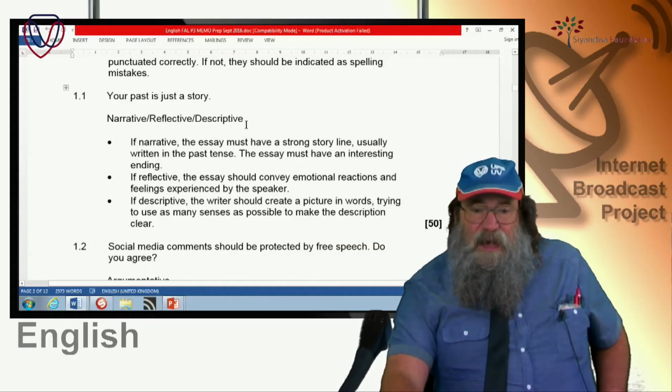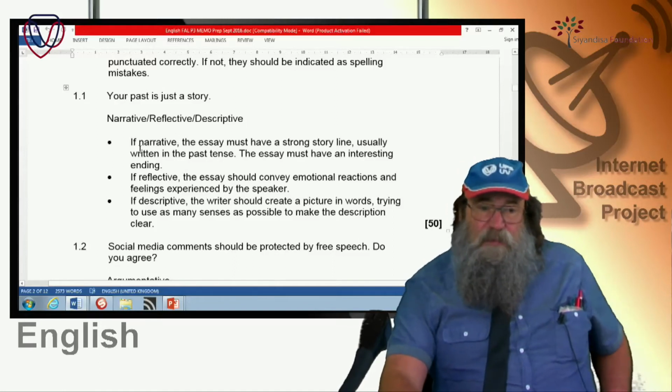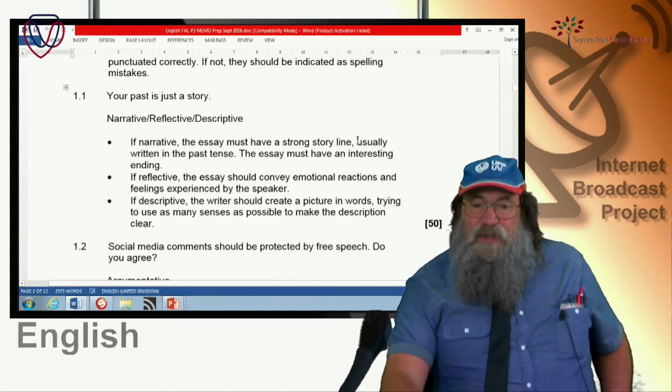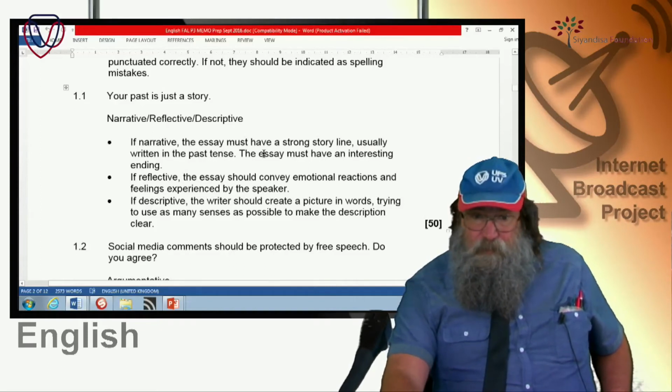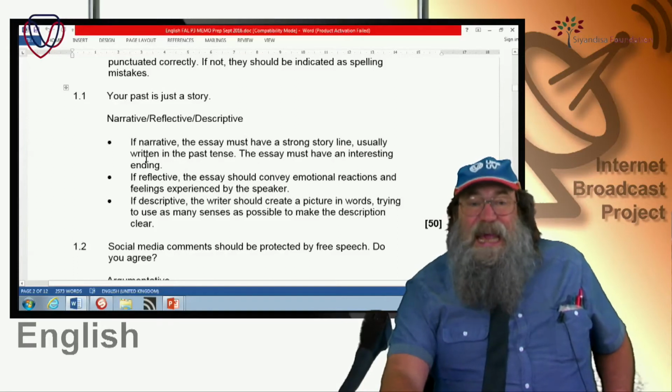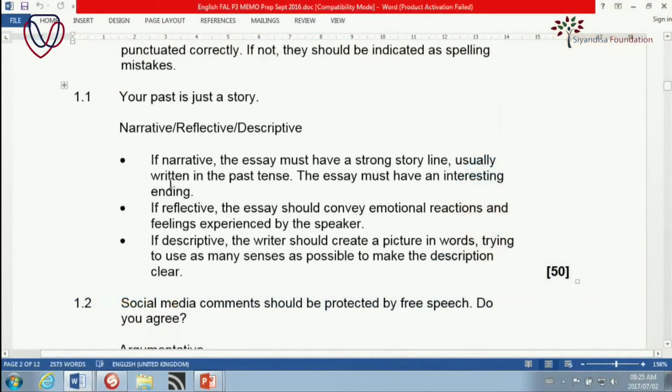And here we have some interesting little comments written below. If narrative, the essay must have a storyline, usually written in the past tense. See that? Past tense. The essay must have an interesting ending. Yes, that is critical, and we're going to look at that also in more detail quite a lot later. If reflective, the essay should convey emotional reactions and feelings experienced by the speaker. Yes, in the context of that title, your past is just a story, that is certainly valid.